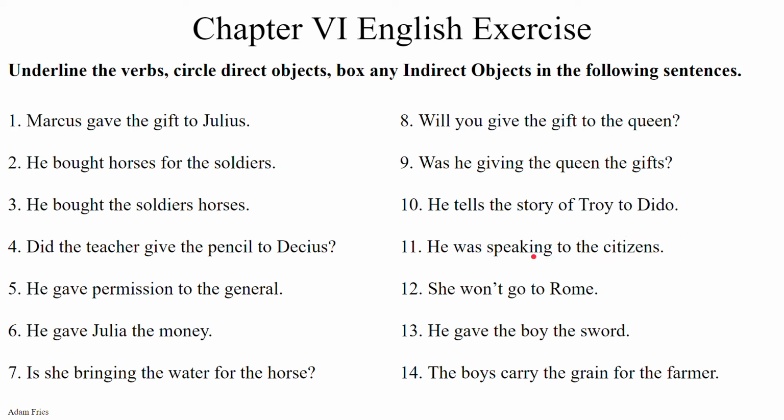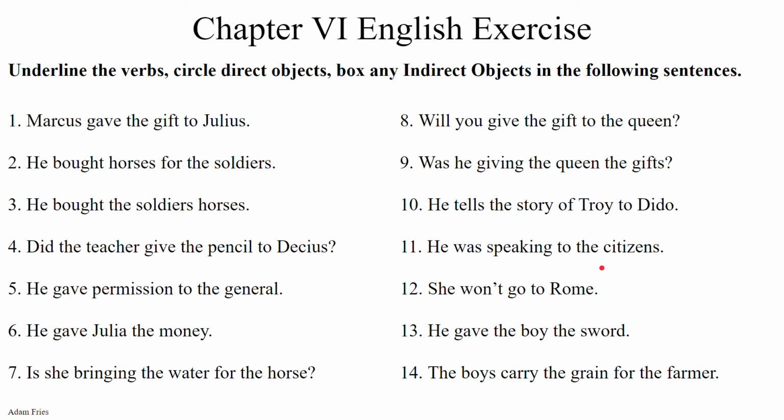12. She won't go to Rome. Be careful. The verb is go. That implies that there's motion. There's motion involved. To Rome. We're not giving anything to Rome. We're not doing anything for Rome. We are moving towards Rome. This is not a dative indirect object. This would be accusative motion towards. Do not mark anything in sentence 12 except for the verb go.